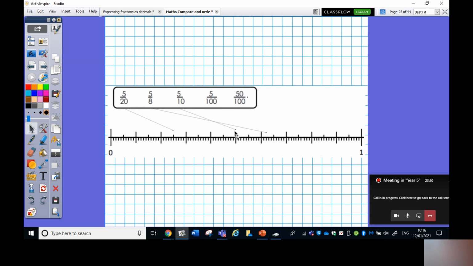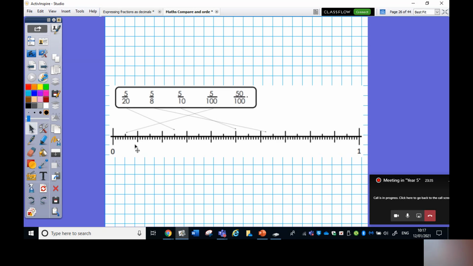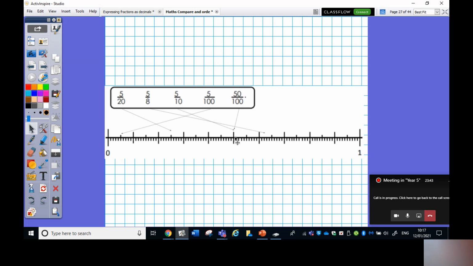5/10, I know that is half, or what's the equivalent 20ths? Good, 10/20ths, or how many hundredths? 50 hundredths, well done. 50 hundredths is here because we have our number line that's divided into 100 equal parts. And yes, that's right, we said it earlier, 50 hundredths.